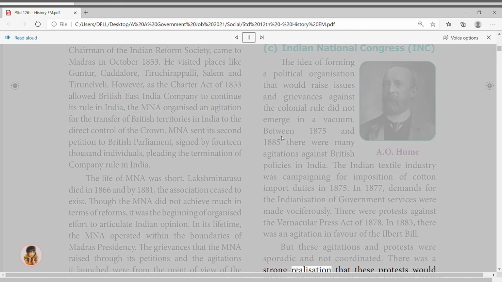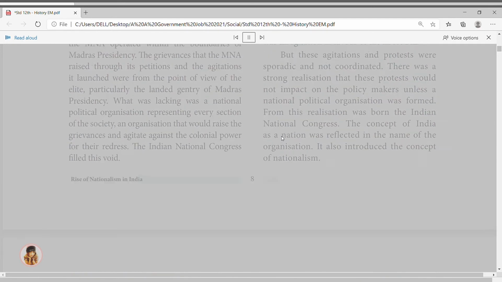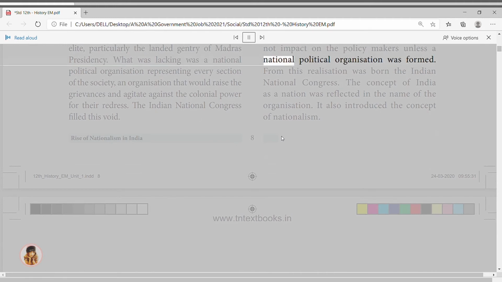There was a strong realization that these protests would not impact the policy makers unless a national political organization was formed. From this realization was born the Indian National Congress. The concept of India as a nation was reflected in the name of the organization. It also introduced the concept of nationalism.